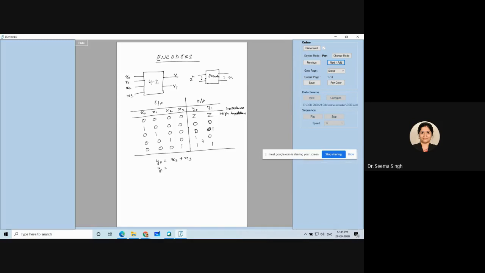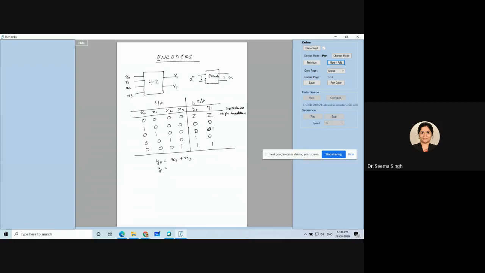Y1 equation. Could you explain how you get x2 plus x3? See, the y0 column, can you see? Yes, ma'am. In the y0 column, you have 1 for 2 cases. And I never told you it is active low anywhere. It is all active high only because this is your first circuit of encoder, the first block diagram of encoder. I don't want to confuse you, so I have made everything active high.